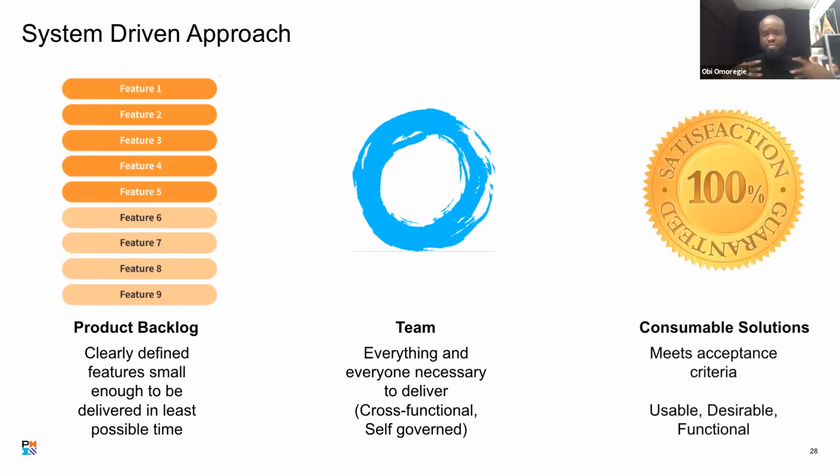And then finally, the third aspect of the system is ensuring that we can clearly define acceptance criteria and that we can clearly have outputs that are usable, desirable, and functional. There's so much I can say about the consumable solutions, but I'll just say one thing. When it comes to adopting an agile methodology, the output that you're always producing is always a finished output. So you have to clearly define the criteria for that output.